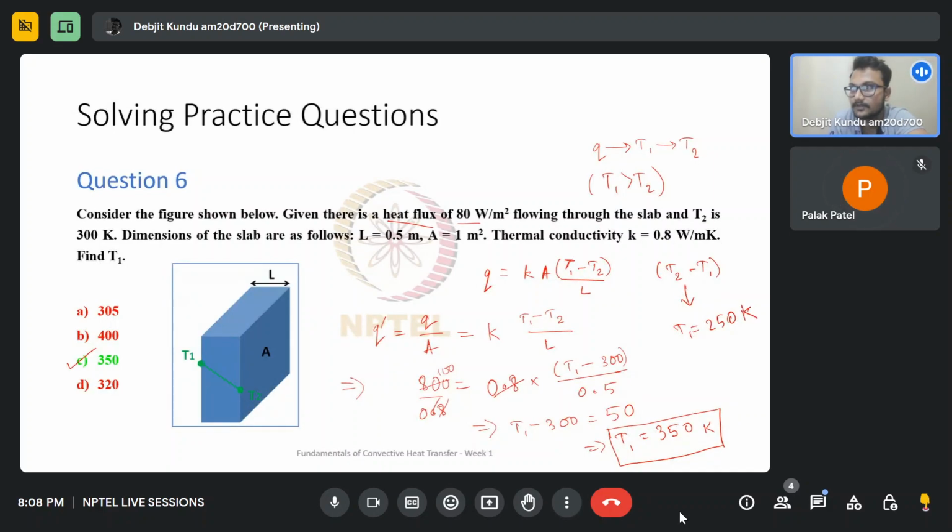ओके सर Okay. Either way, you are correct in that way. 250 be correct hota.